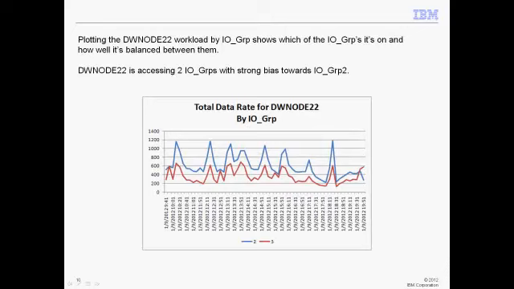The next graph shows the workload for DW node 22 broken out by IO group. We can immediately see which IO groups it's on and how well the workload is balanced between them. In this example, we can see a significant bias towards IO group 2.